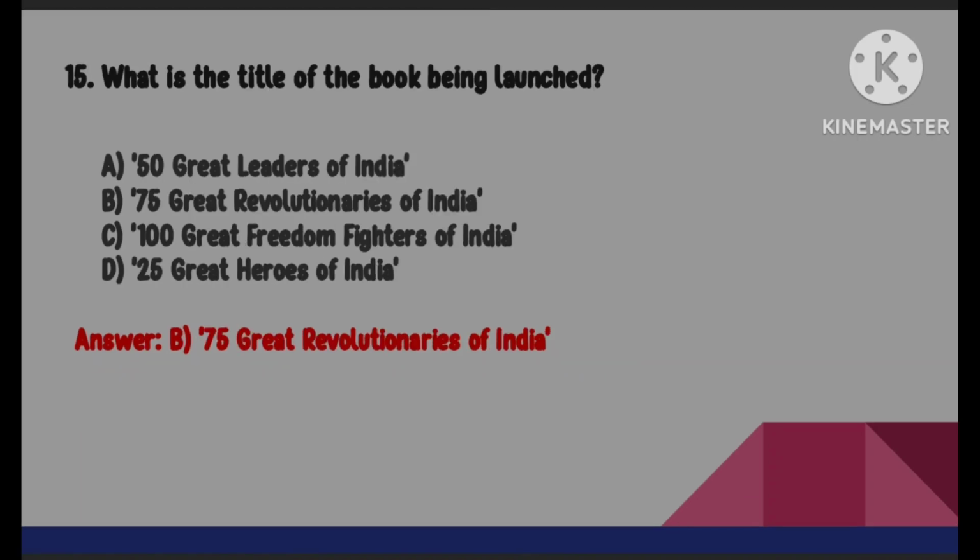And the next question is, what is the title of the book being launched? Option A, 50 Great Leaders of India. Option B, 75 Great Revolutionaries of India. Option C, 100 Great Freedom Fighters of India. Option D, 25 Great Heroes of India. And the right answer is option B, 75 Great Revolutionaries of India.